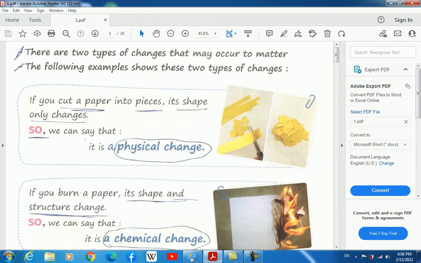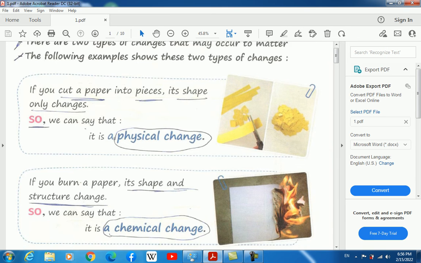So today we are talking about the physical and the chemical changes. Okay? So there are two types of changes that may occur to matter. In order to know that, the following examples show these two types of changes. What are these examples?